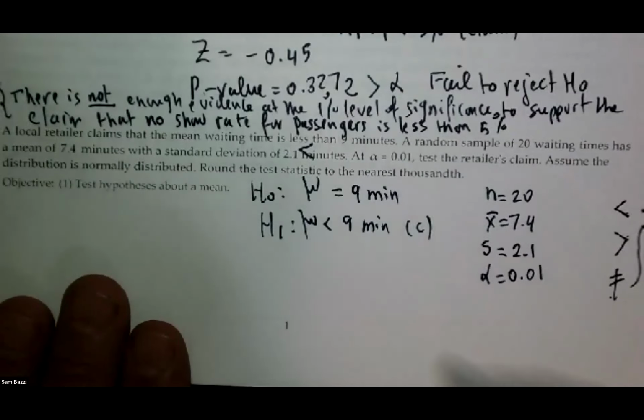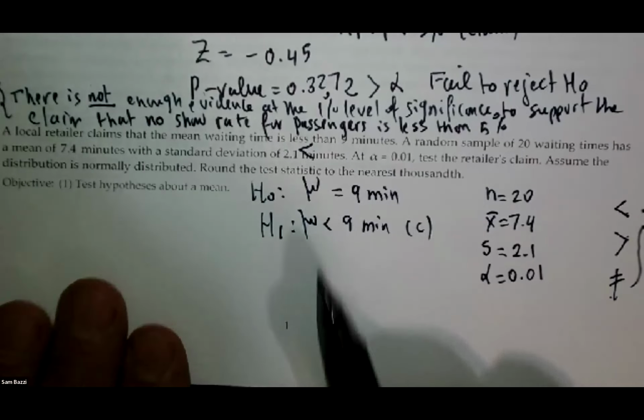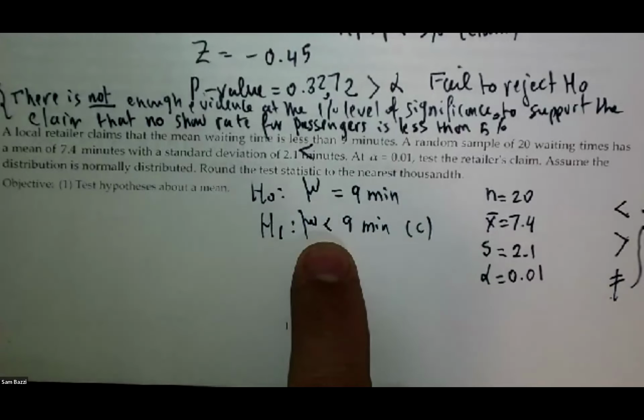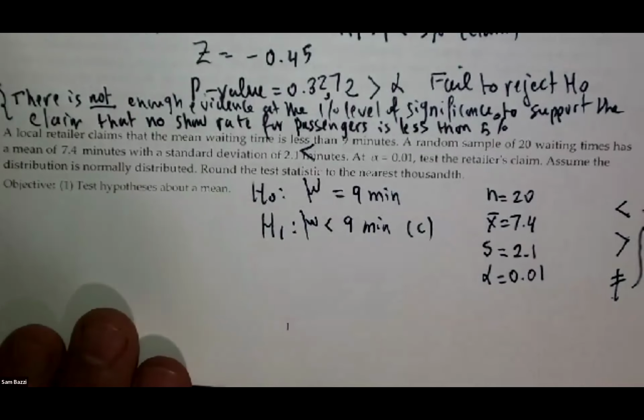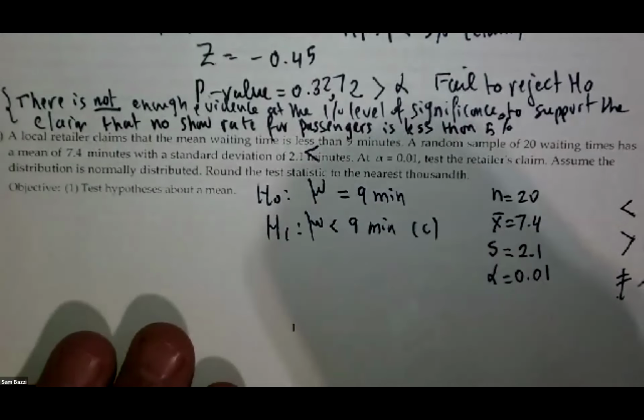Or a right tail when the alternative hypothesis has a greater sign. A left tail when it is less. This is less than, that means it's a left tail test. These are questions I'm getting in the chat, guys. All right. So this is a t-test.